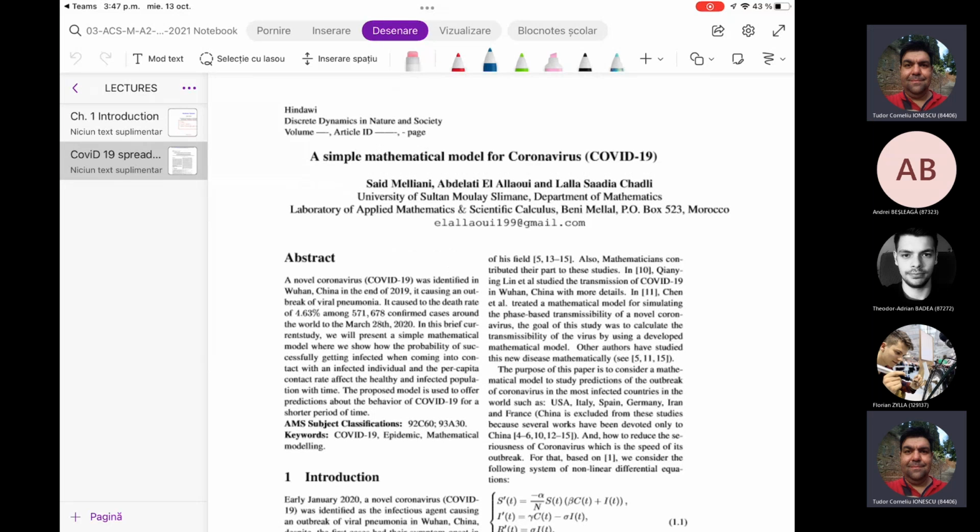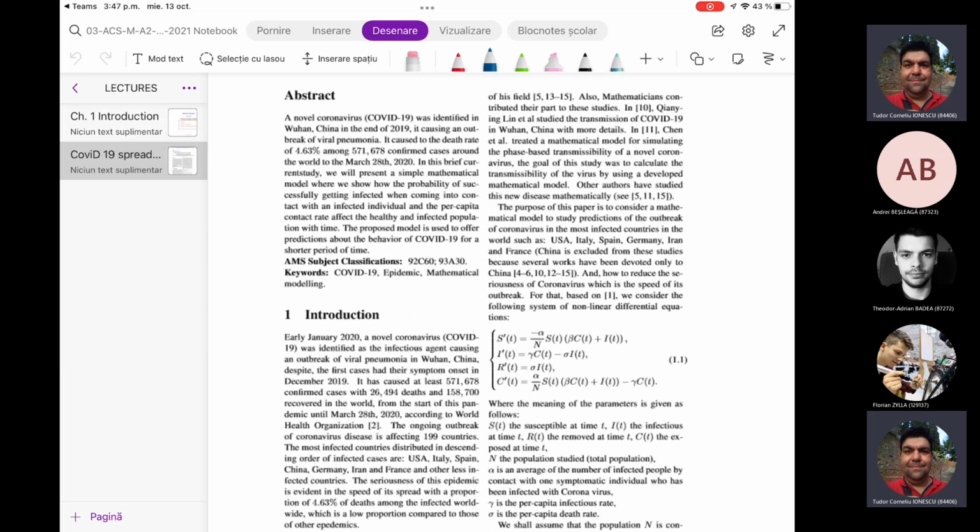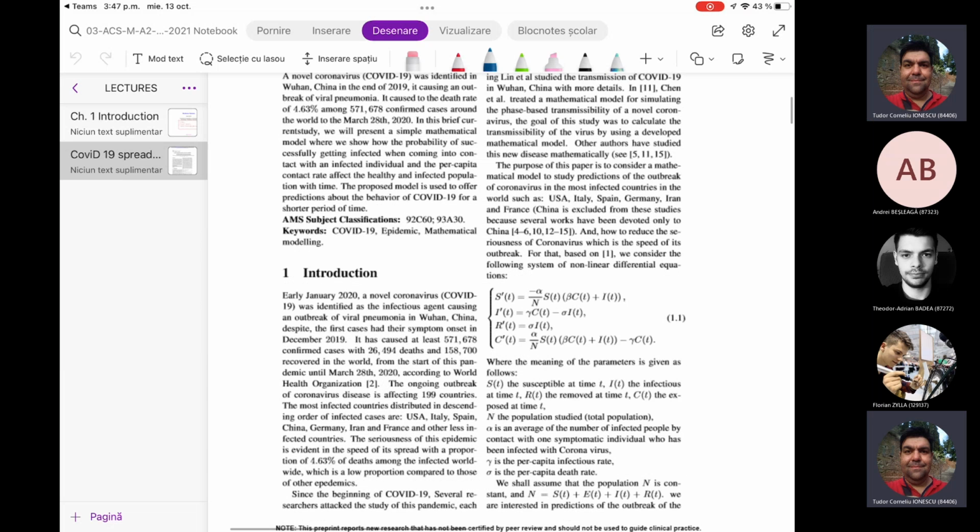But I found this preprint of this paper on a network called medRxiv, presented by these people in Morocco, writing a simple model of the COVID spread. Okay, so they wrote this paper trying to show how the virus is spreading throughout specific countries.